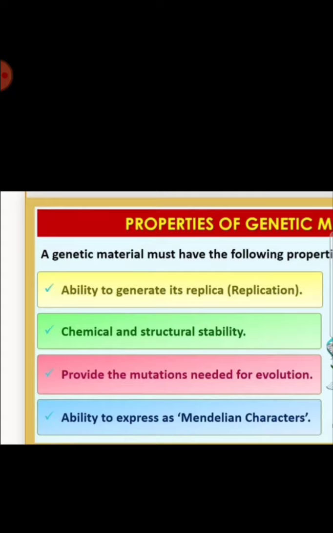We are the most developed organisms. But why are we the most developed organisms? Because our DNA provided the mutations which were necessary for evolution. So we evolved fast and we are now the most developed organisms. So mutations will not always cause diseases.